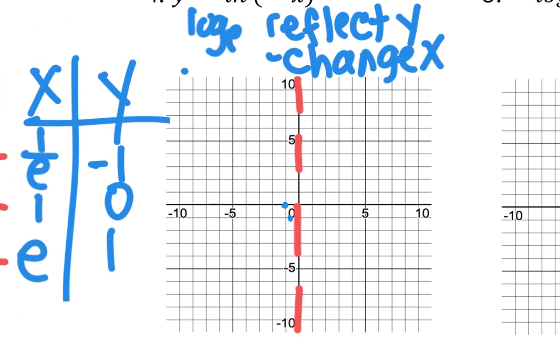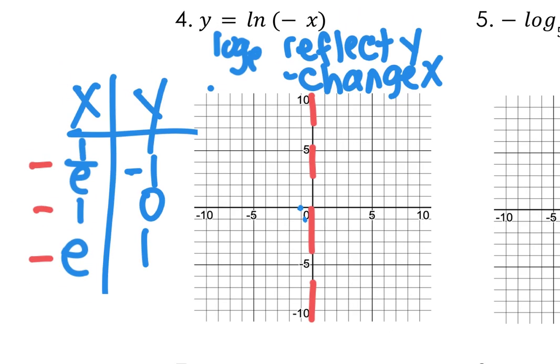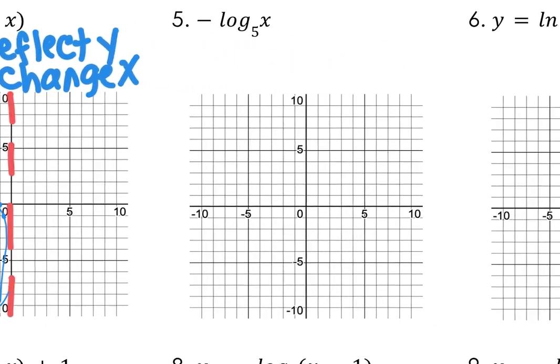And 2.7, or 2.718, so 1, 2, 3, and up 1, so about right there. Connect those 3 points, and we have our graph. Okay, let's look at number 5.